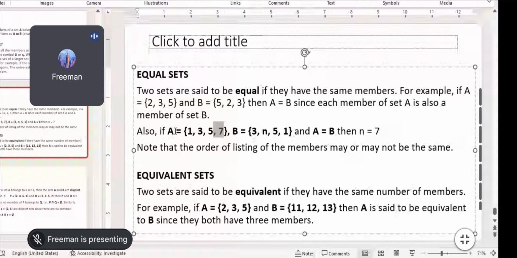Given that set A equals set B, then the 7 we are seeing here, which we cannot see here, and the n we are seeing here, which you cannot see in A, represent each other. So your n equals 7.